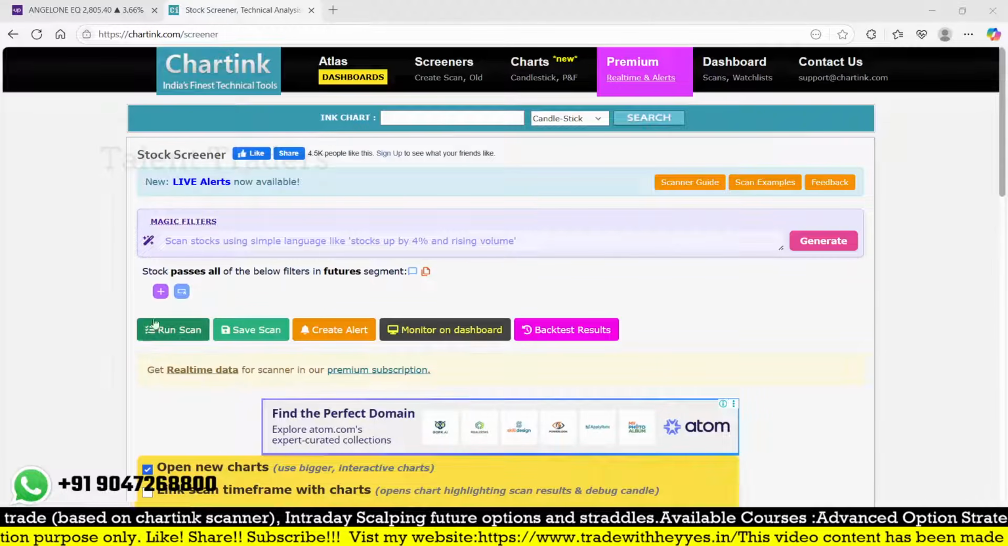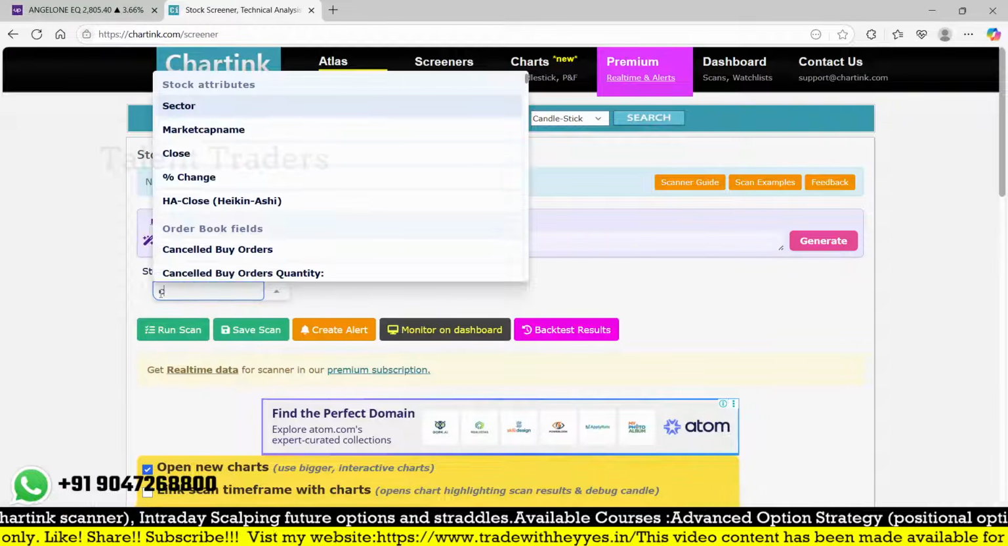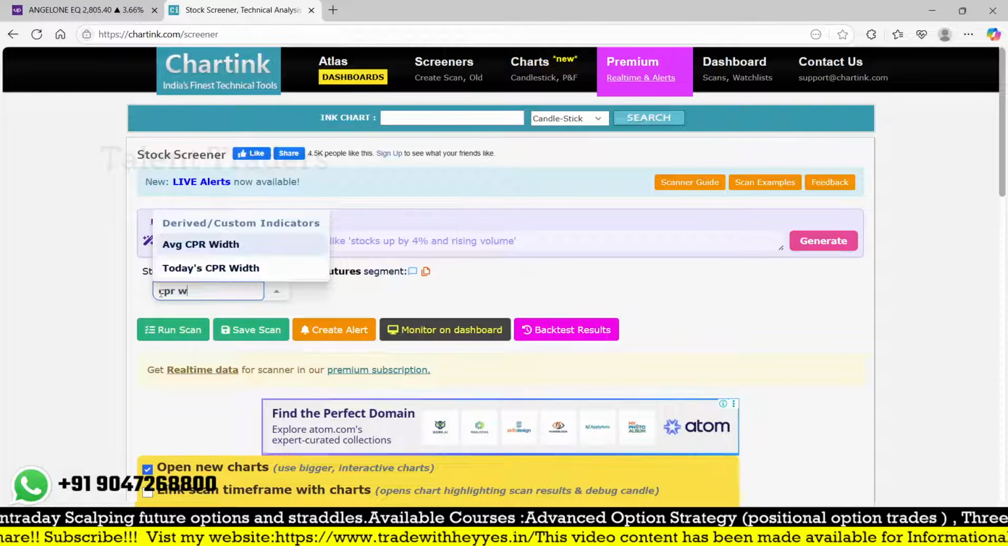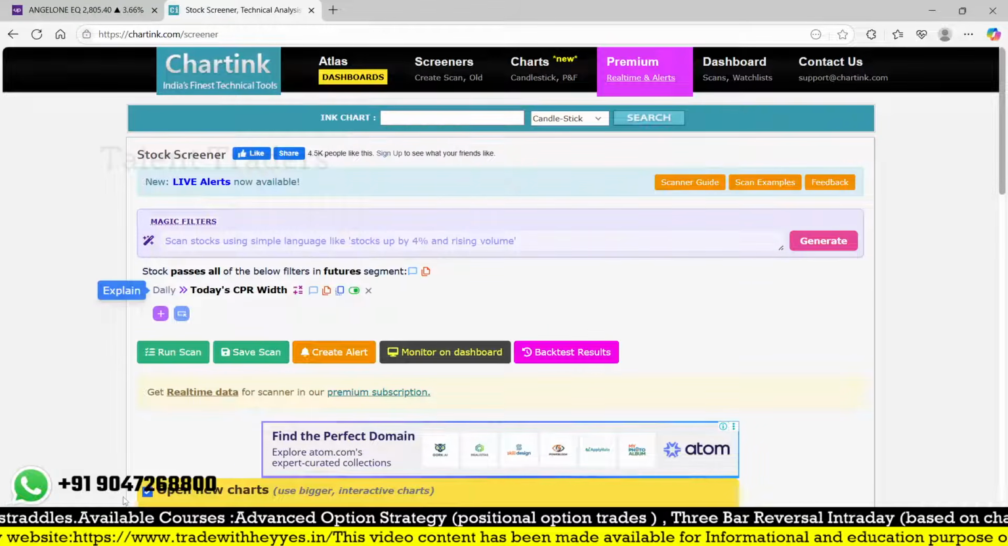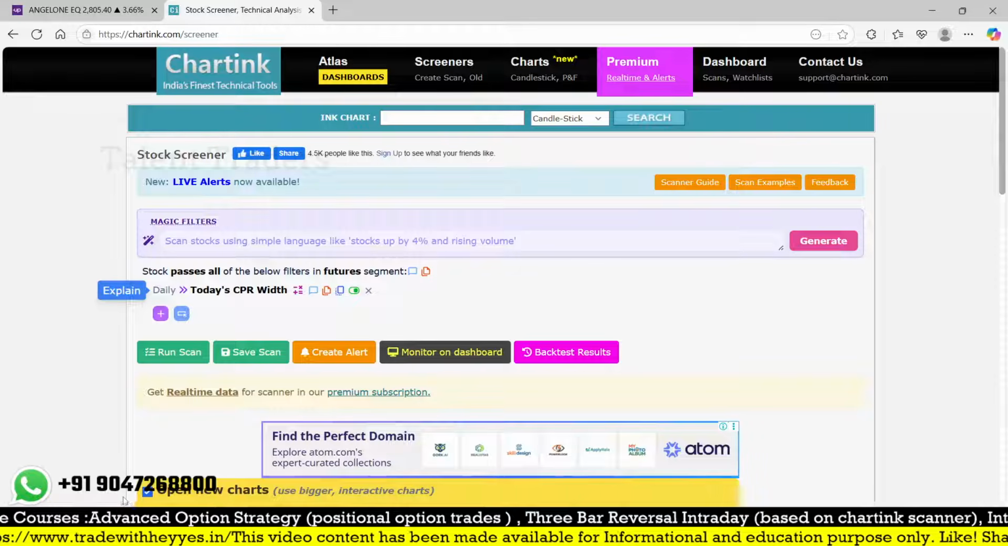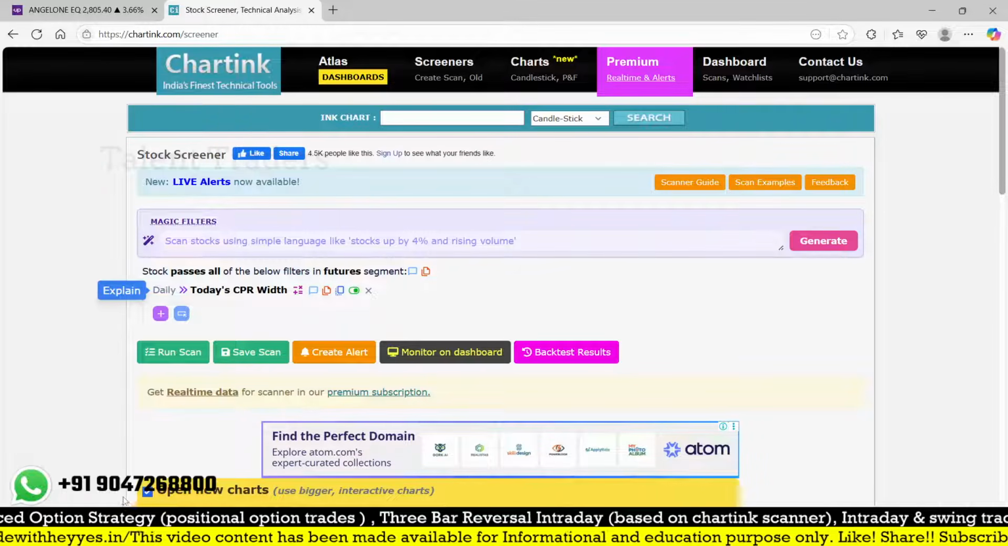So let me add today's CPR width. Today's CPR width is simply a custom indicator I just created, based on our logic, so we can create custom indicators.